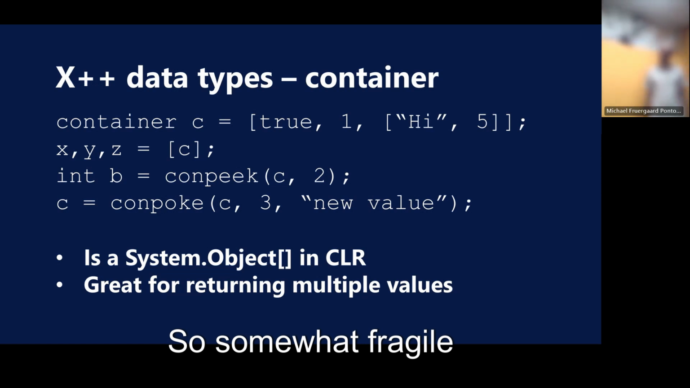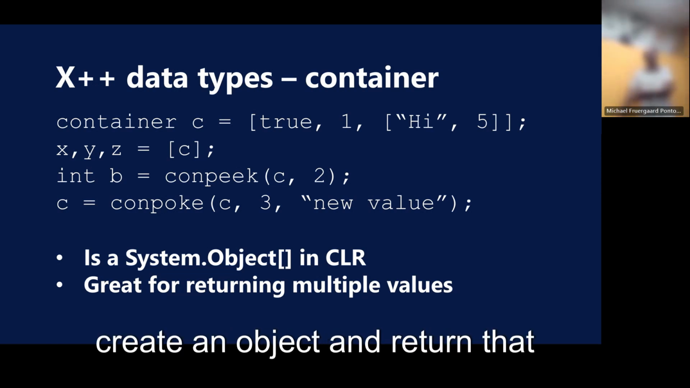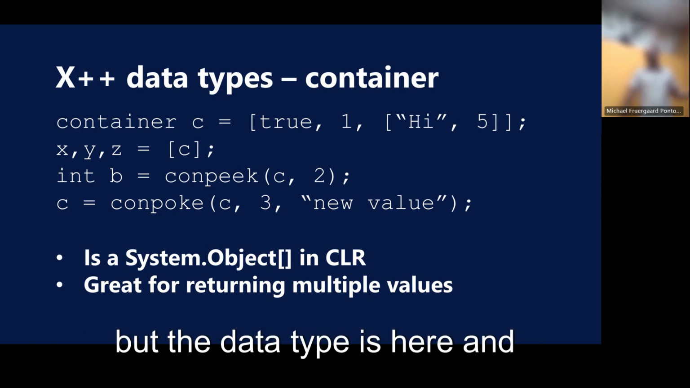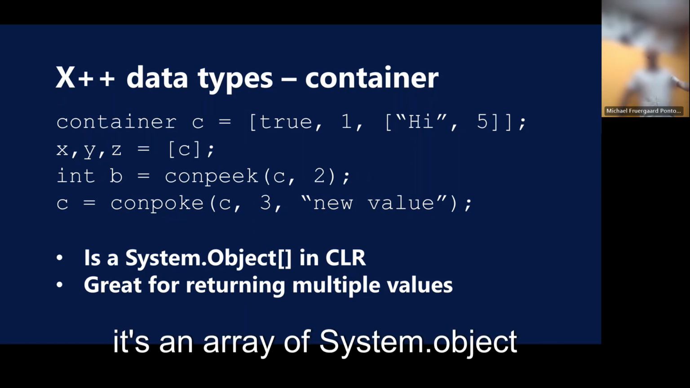So it's somewhat fragile. A better way of returning multiple values is to create an object and return that, then you can easily add more to it, right? So there are better ways around it. But the data type is here and it can be useful. It's very dynamic. It's a System.Object array.